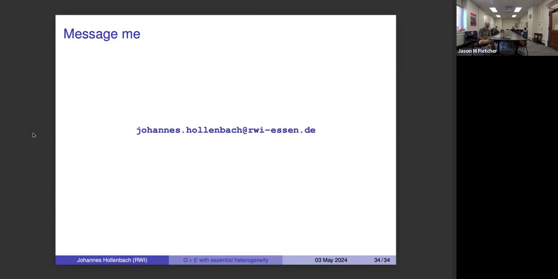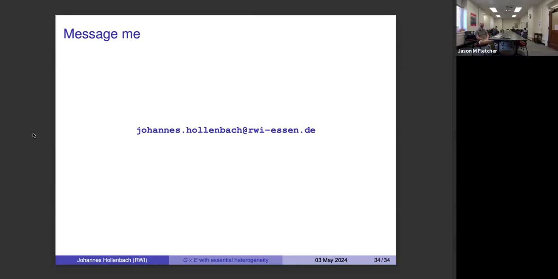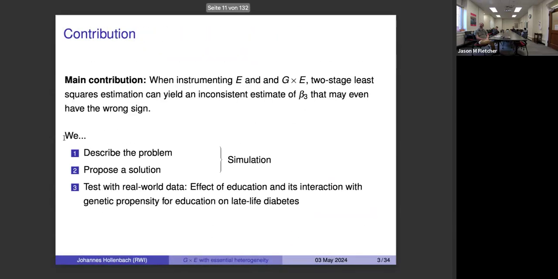Johannes, one thing, just when you were talking about which PGS to select, could you go into some more detail about why, like what research question selecting the education polygenic score allowed you to examine? Maybe say it again. Instead of, as you already said, the more typical answer would have been to select the diabetes polygenic score.